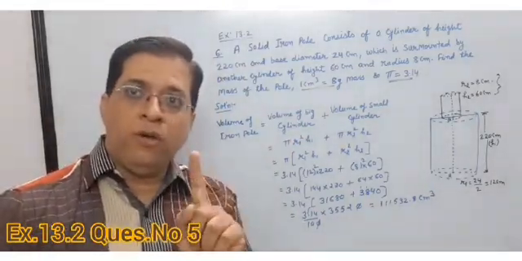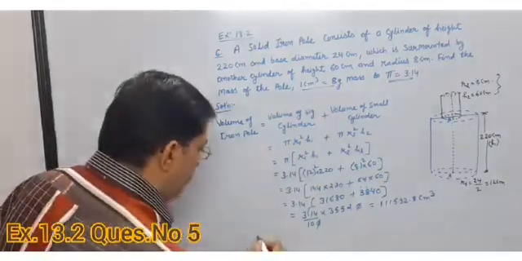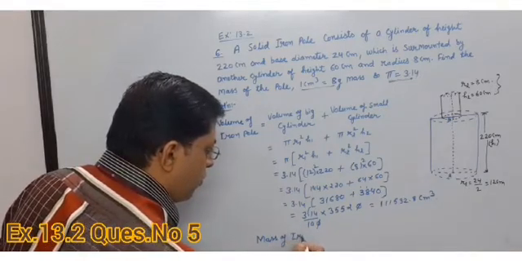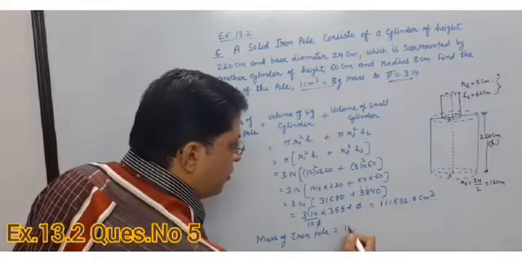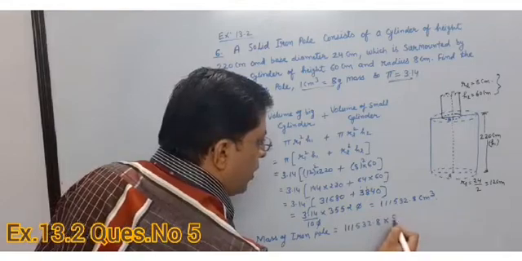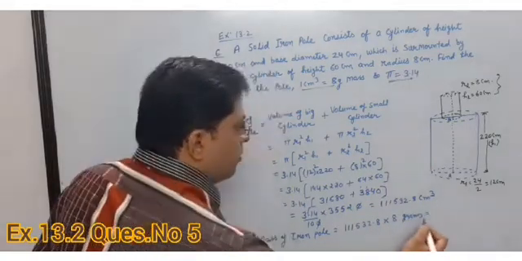But what do you have to find? You do not have to find volume, you have to find its mass. Mass of the iron pole. Volume is given to you. You have to multiply by 8. You will get the answer in grams. What will be the answer?